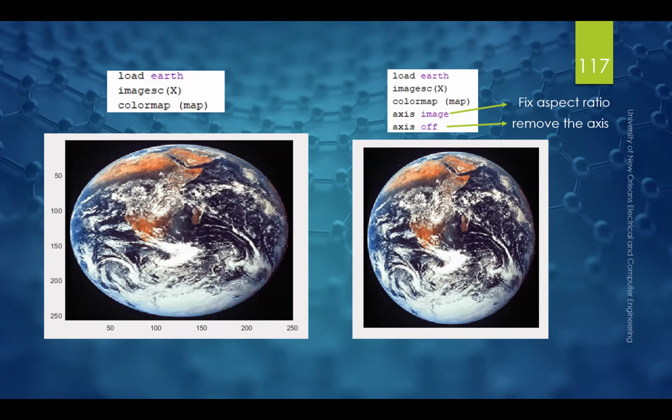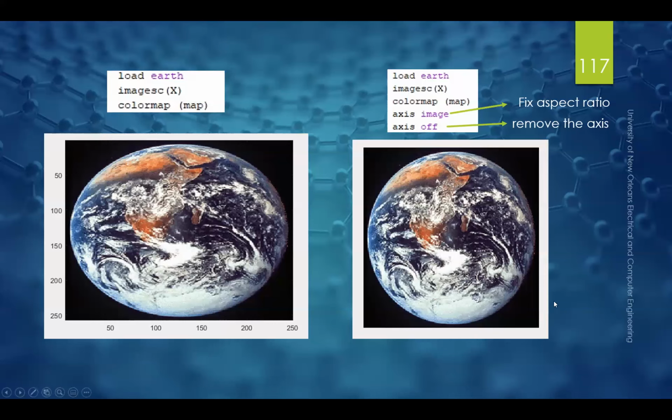So one of the things that I can do to make it look more like a circle, although Earth is pretty much more like this, but we used to see it more like this, right? So what I can do is, following the same commands, I can use axis image. What axis image does is it fixes the aspect ratio, so it makes it the same size on both axes. And then if I use the axis off command, I will remove these numbers from the image. So it's just another way of manipulating images for different purposes.